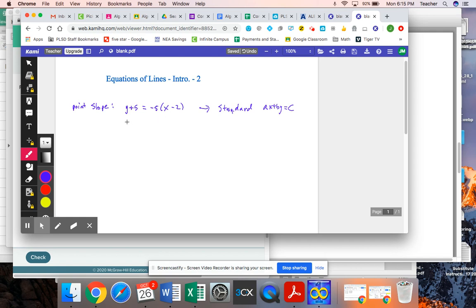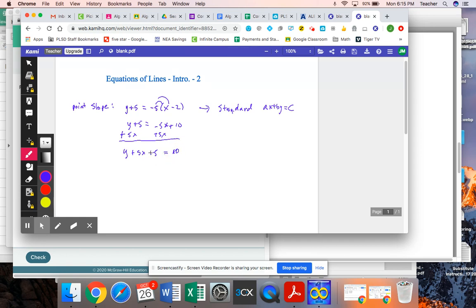Let me distribute this so I can get it out. So y plus 5, not touching that. Let me distribute. So I get negative 5x plus 10 just by distributing. Almost there. I need to get this x over here and this number over there. So let me add 5x to both sides. This is just like when we solve for a specific variable or literal equations. And so I have y plus 5x plus 5, and that's equal to, say, 10.